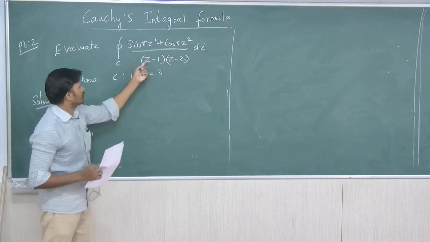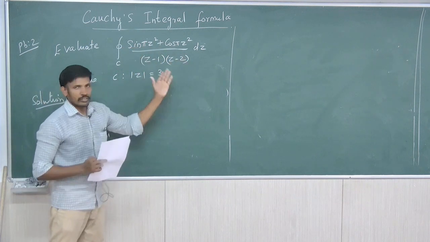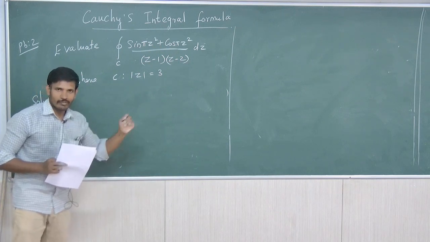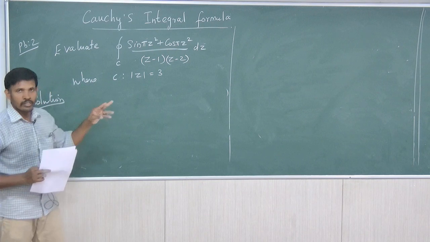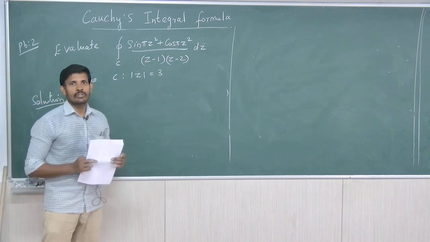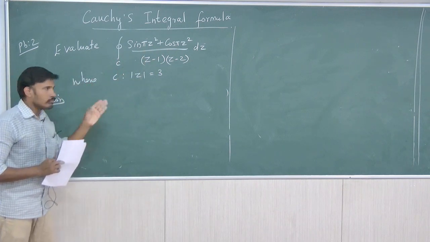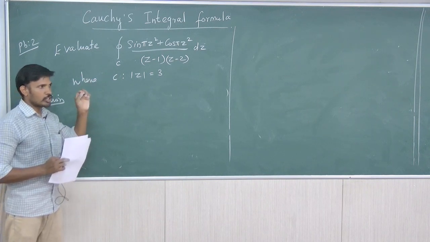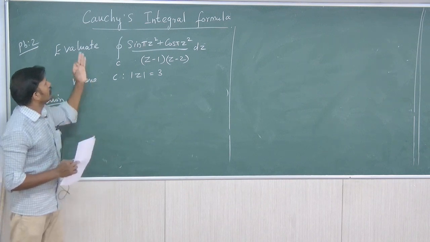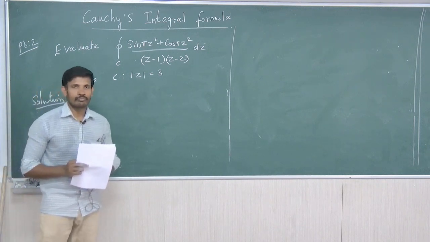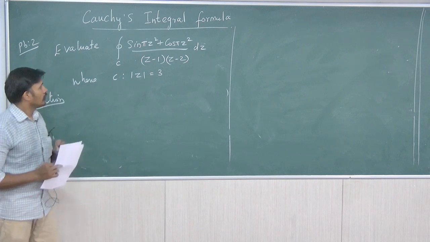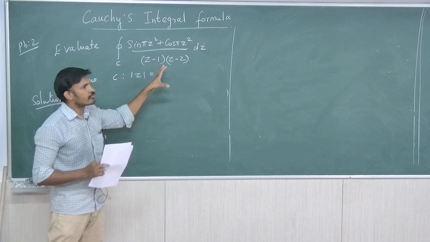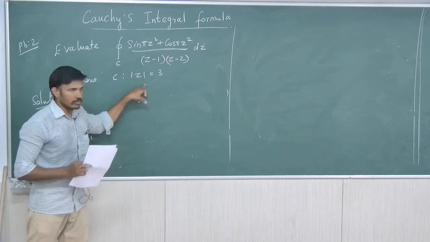So for that, if you equate the denominator equal to 0, you may get 2 points, z equal to 1 and z equal to 2. At both points, the function is not defined. So at these points, the function is not analytic, right? With respect to those points, I am going to apply Cauchy's integral formula. And also you can check whether both points lie inside this curve.